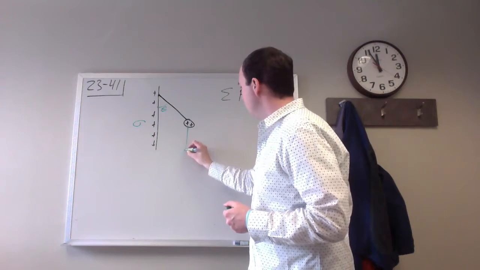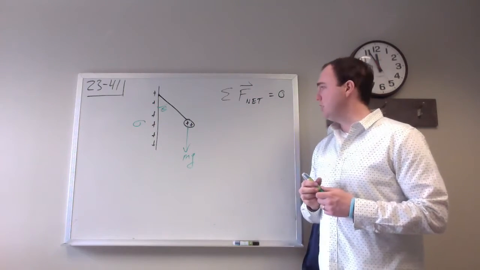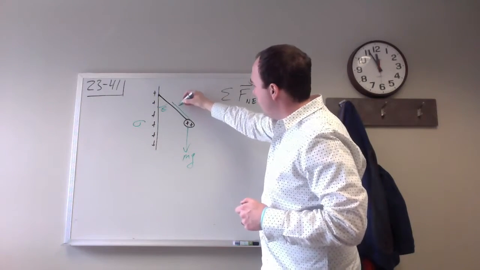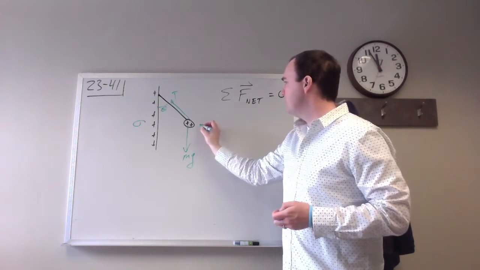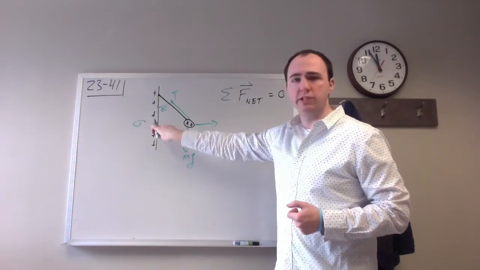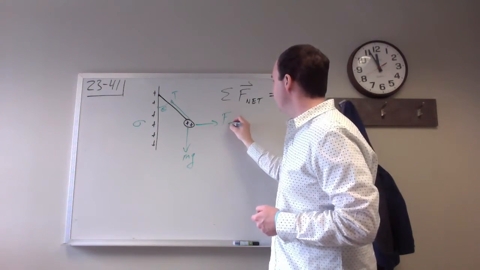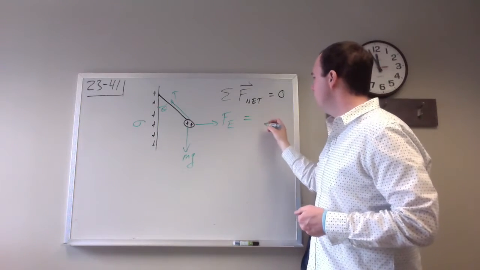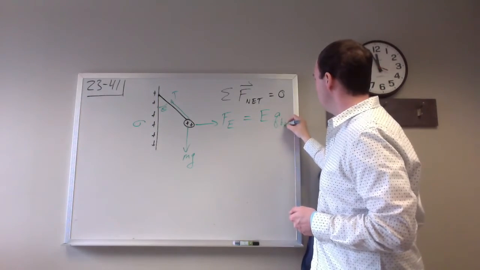So what are the forces acting on it? Well, I hope you say gravity, mg, and that always points down. Then we've got some tension that's pointing in this direction. And then we have some electric force of repulsion from the positive sheet on the positive ball. So I'll call that F sub E, the electric force, which is going to be equal to the electric field times the charge of the ball.